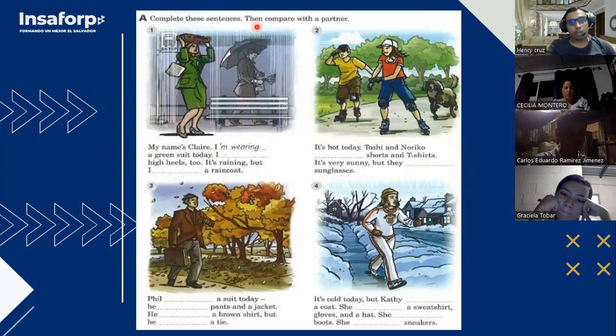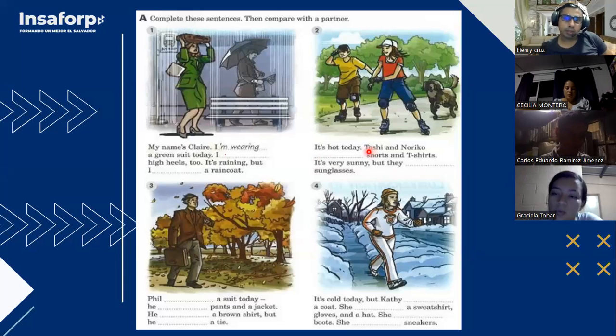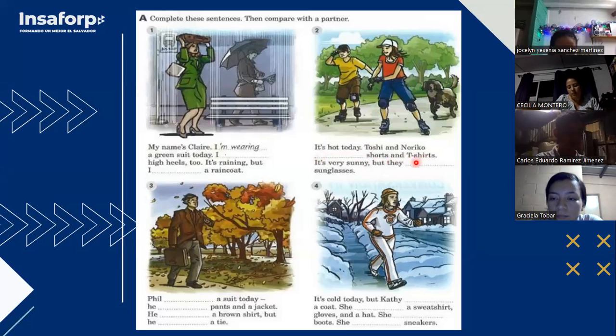It's hot today. Toshi and Noriko. I am wearing a short and tight shirt. Henry, try to pay attention. It's hot today. We're talking about two persons, Toshi and Noriko. That's why we use a plural. They are wearing shorts and t-shirts.